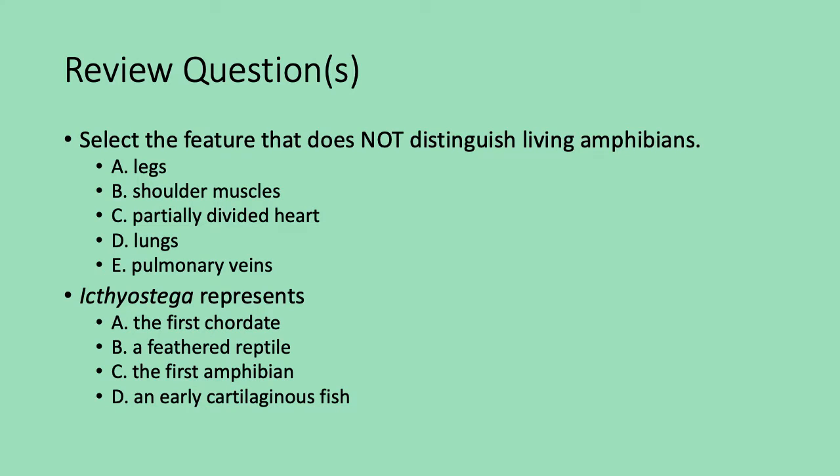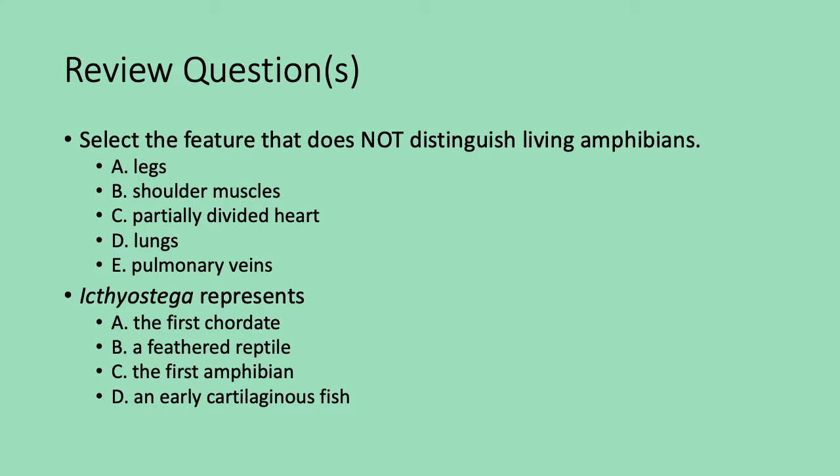Okay. So we finished up on amphibians and how they're still tied to the environment and all that. So let's just do some review questions and we'll move on to reptiles. Amphibians were kind of like the first draft of animals that could live on land, and now we're going to try to improve on some of those features. So select the feature that does not distinguish living amphibians. B. Yes, it is shoulder muscles, correct.